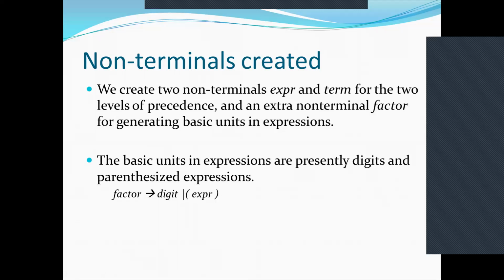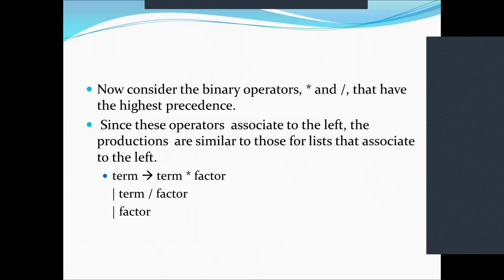Now consider the binary operators multiplication and division. Why do we say this is a binary operator? Can anyone answer? Why are these operators called binary operators? Ma'am, because they require two operands. Very good. Because any of these operators need two operands to work on, we say they are the binary operators. Now let us consider these binary operators that have the highest priority.